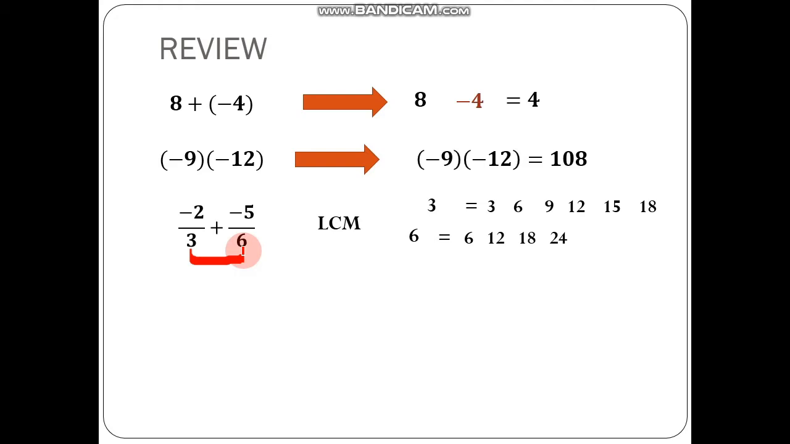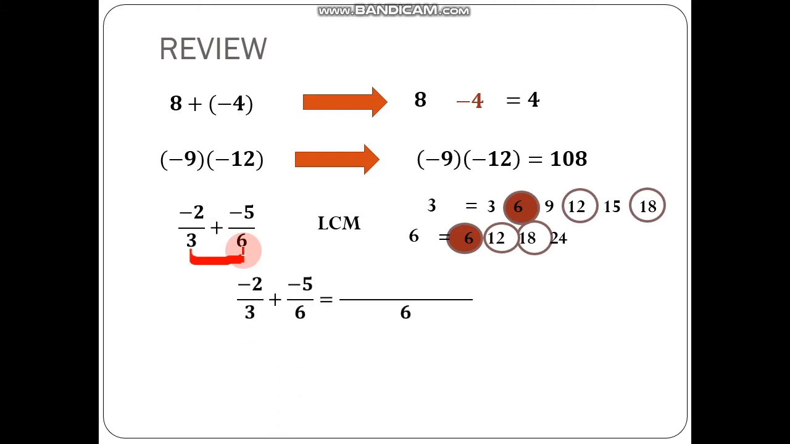Let's find their common multiples. And these are 6, 12, 18. And what is the least common multiple? That is 6. 6 is the least common multiple of 3 and 6. And we are going to use this as our new denominator. 6 divided by 3 is 2 times negative 2. And then 6 divided by 6 is 1 times negative 5.